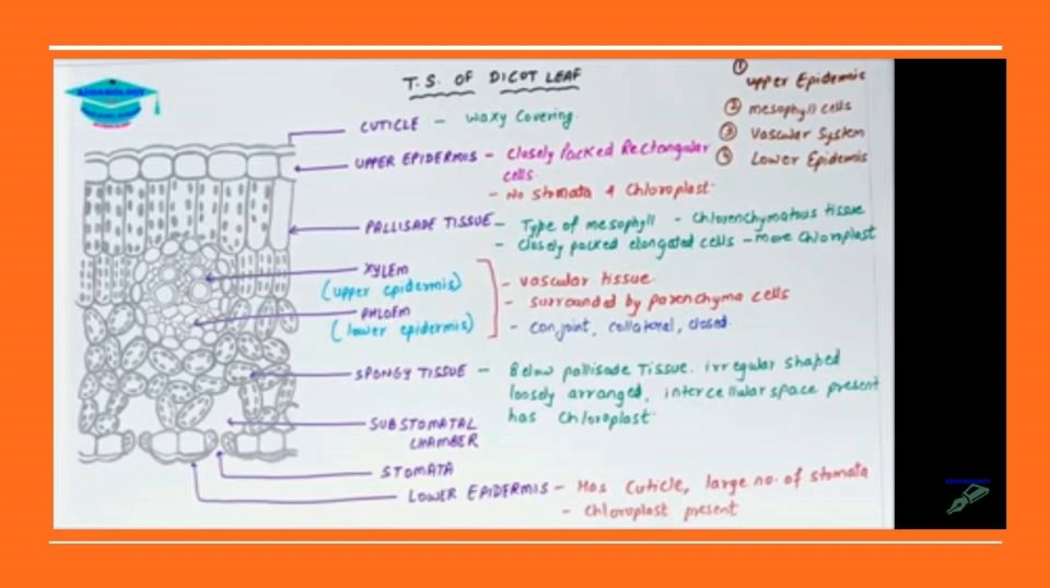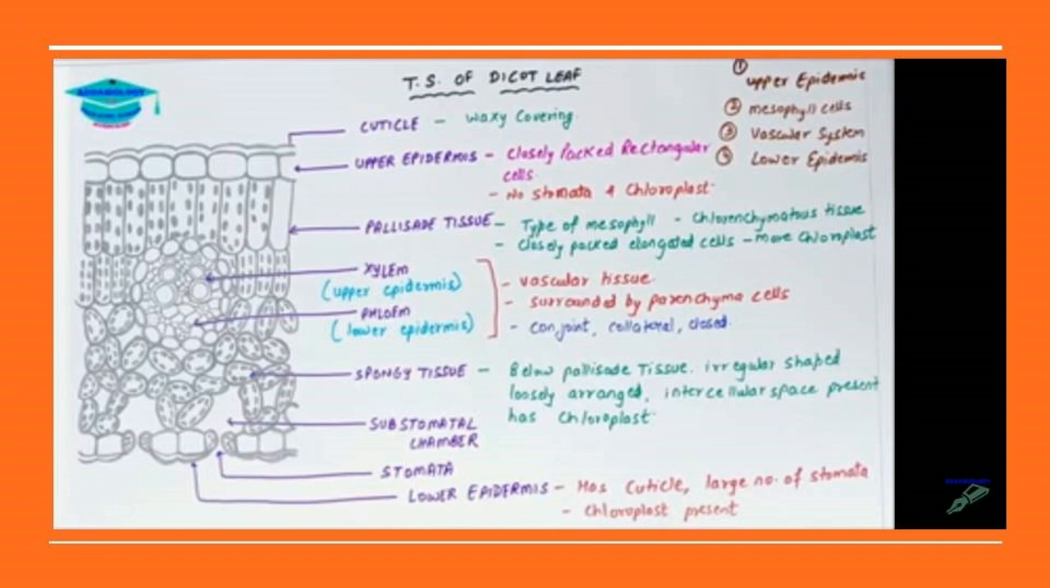Types of mesophyll. Mesophyll has two types: one is palisade parenchyma and the next one is spongy parenchyma. Palisade parenchyma is found below the upper epidermis and has elongated cells. These cells have more chloroplasts, which take part in photosynthesis. Spongy parenchyma is found below the palisade parenchyma tissue. Cells are almost spherical or oval, irregularly arranged. They have intercellular spaces which help in gaseous exchange.